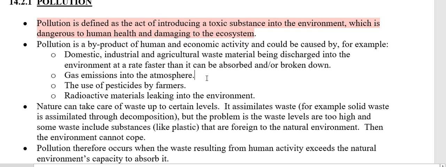So what is pollution? It is the act of introducing a toxic substance into the environment that is dangerous to human health and can potentially damage the ecosystem. All right, so any foreign substance, any non-natural substance that we introduce into the environment that can be potentially harmful to human health and damaging to the ecosystem, that is pollution.